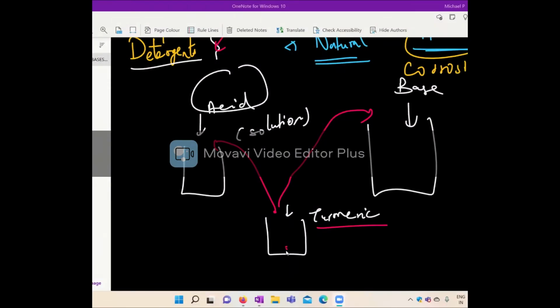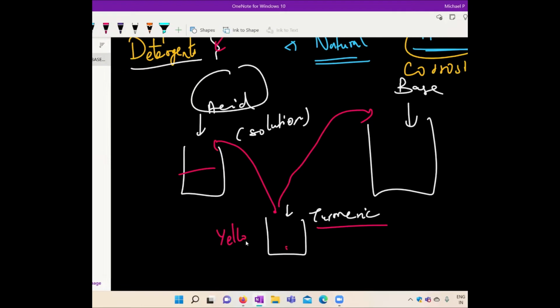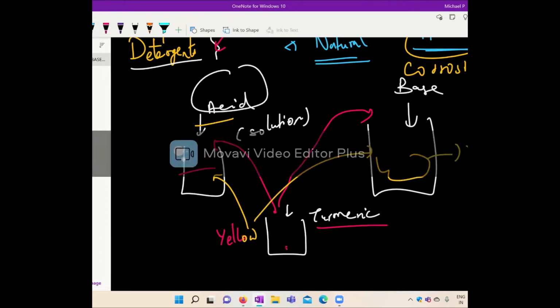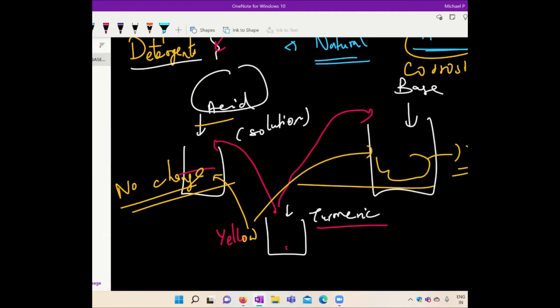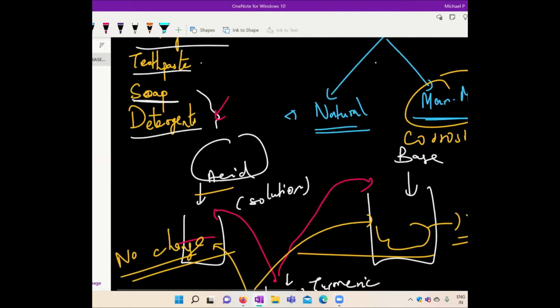So what they say is if you add turmeric to an acid, you'll have no change. Turmeric is yellow color. So if you add it to the acid, there will be no change. Whatever color the acid is, it will be the same color. But if you add it to a base, the solution turns red. Here there is no change, whereas when you add a turmeric solution to a base, the solution turns red. So isn't this a good indicator then? It tells us with the color change whether it's an acid or base.